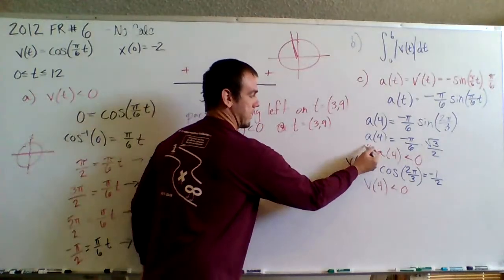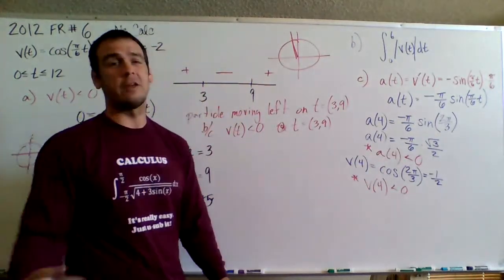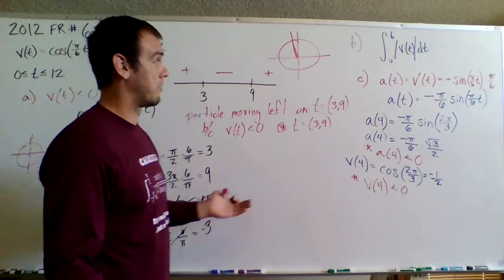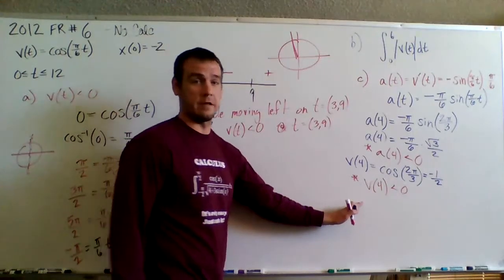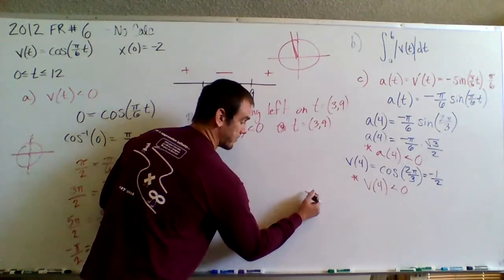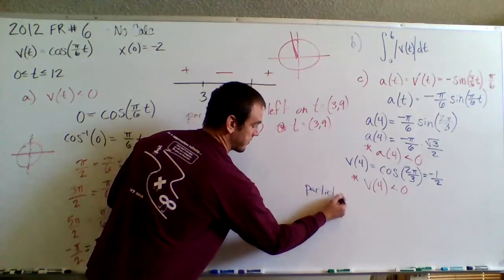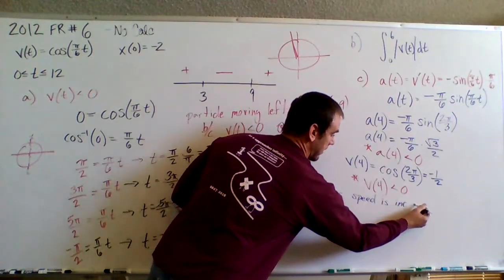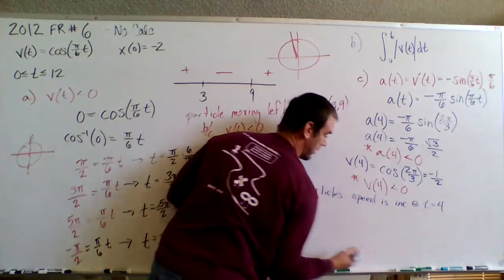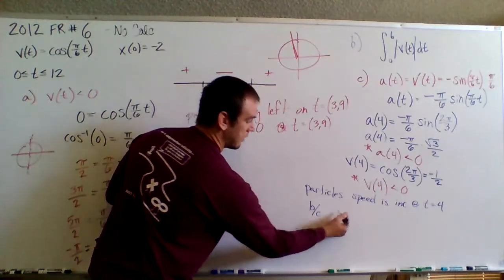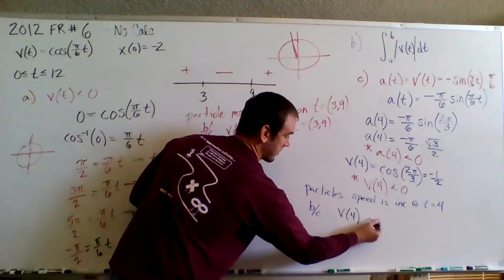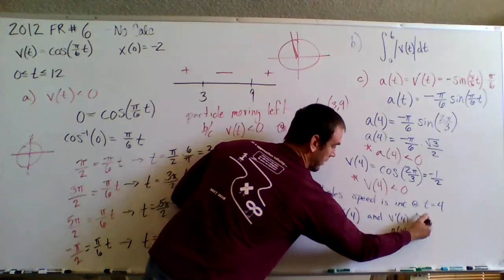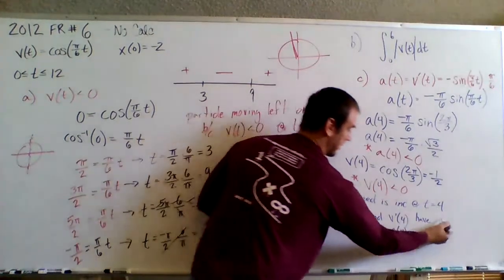So this is really what we're caring about here. a of 4 is less than 0. v of 4 is also going to be less than 0, which means our particle speed is increasing at 4. So we just need to say that. Particle's speed is increasing at t equals 4 because v of 4 and v prime of 4, or you could say a of 4, have the same sign.